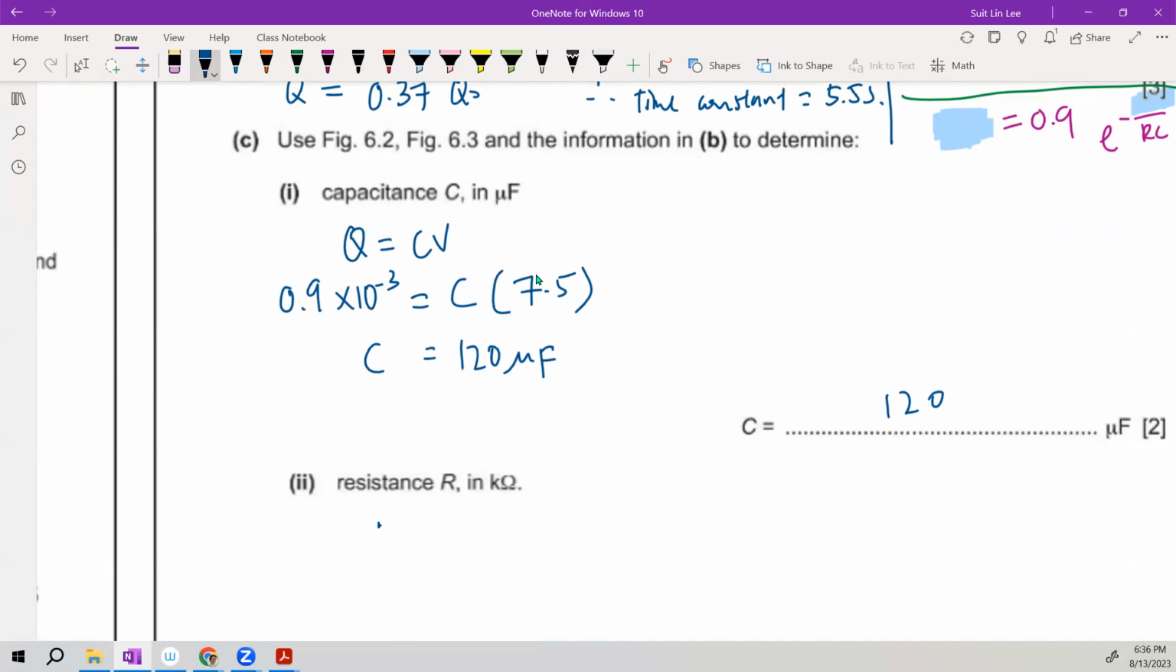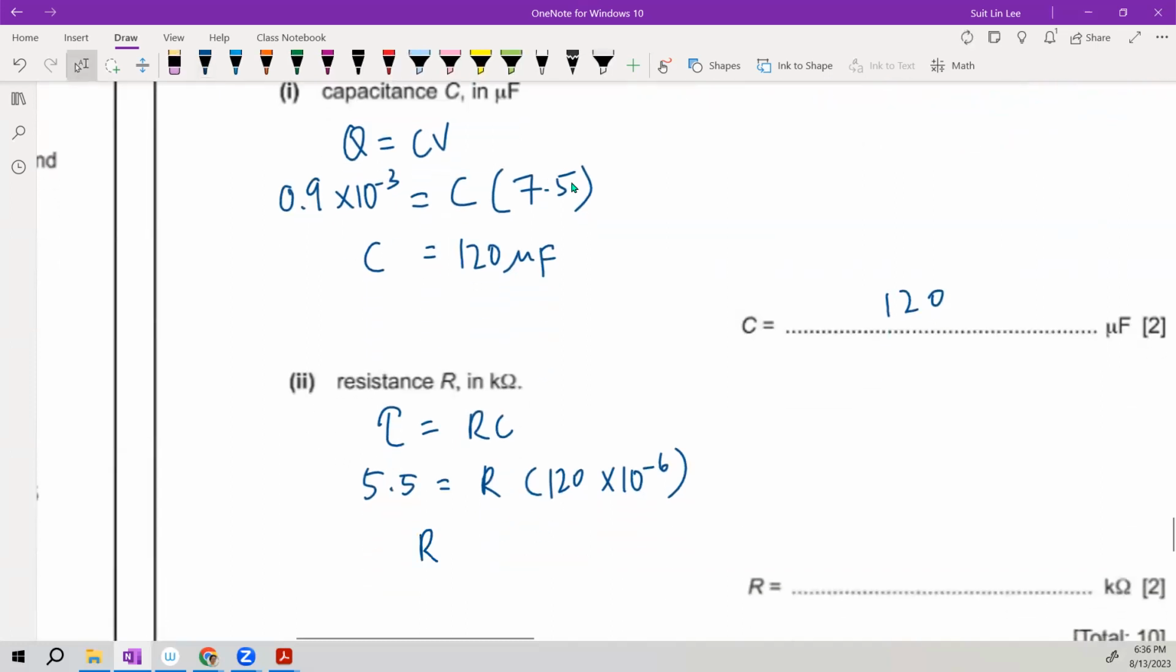Finally, you want to find resistance R. Time constant is equal to RC. We have the time constant, 5.5, and we're looking for R. C is 120 times 10 to the power negative 6. So from here, your R is 4.58 kilo ohm. So 45 kilo ohm, 46 kilo ohm.